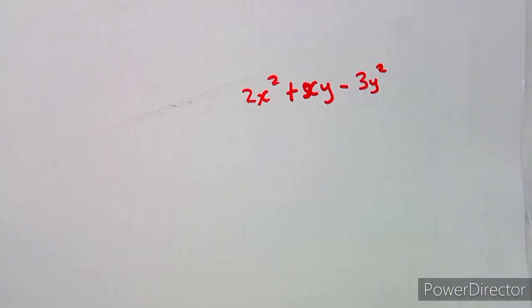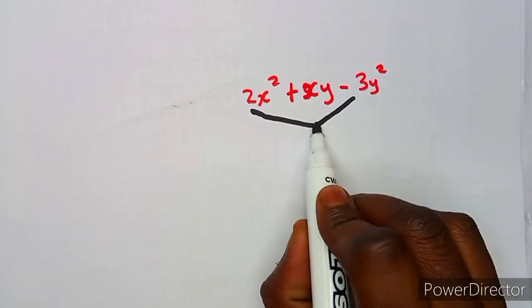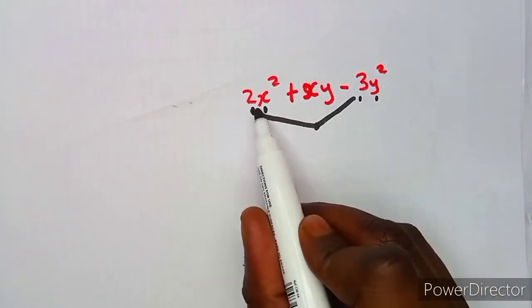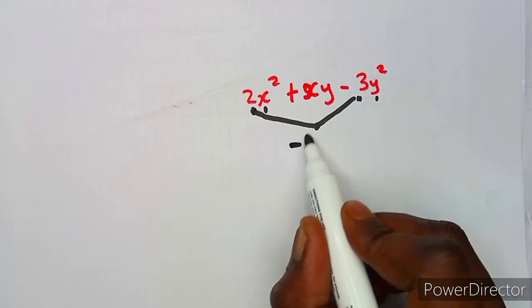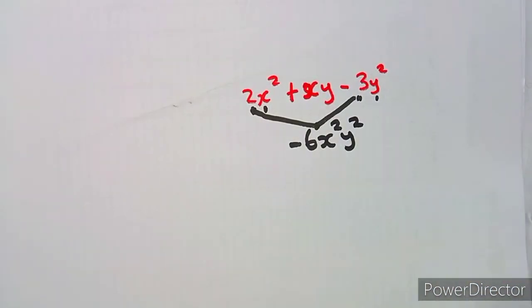Remember how you factorize when the coefficient of x squared is not a 1, like this. You multiply the first term and last term. So it's 2x squared times minus 3y squared. 2 times minus 3, which is minus 6x squared y squared, like this.